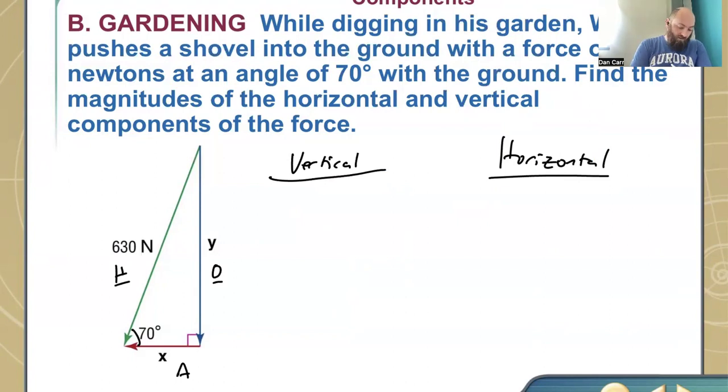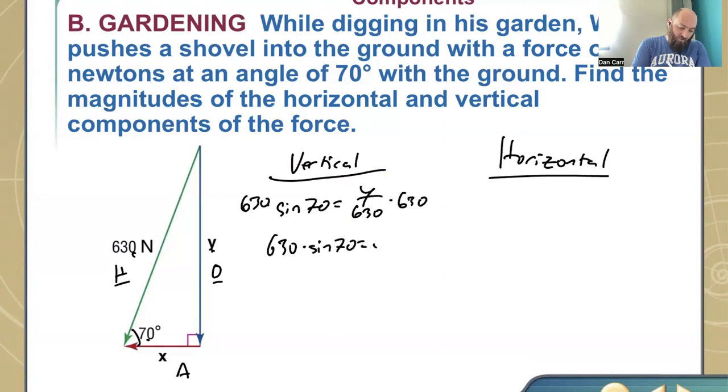Now, as a shortcut, sine of 70 is this y over 630. So sine of 70 is equal to y over 630. So that means I multiply both sides by 630 here. So 630 times the sine of 70 is going to equal my y component. I plug that in my calculator just like that, and I get 529.0 newtons. Let me write that a little better. Newtons for my vertical force.